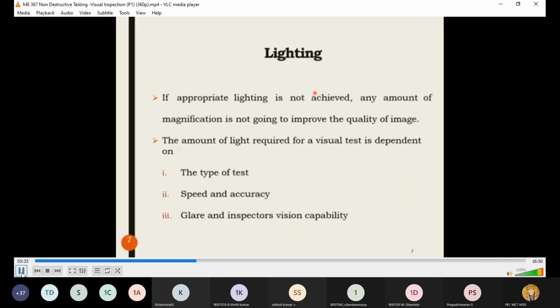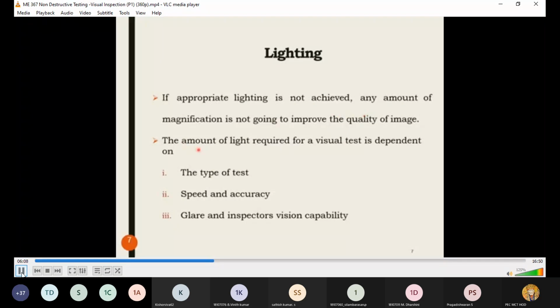Now, we move on. After completing the vision portion, we move on to lighting, right? If appropriate lighting is not achieved, any amount of magnification is not going to improve the quality of the image. If you need a better quality image, what we need is appropriate lighting. You have to use proper light. Otherwise, the image is not going to improve. So appropriate lighting is always necessary.